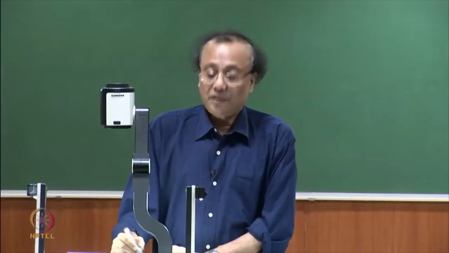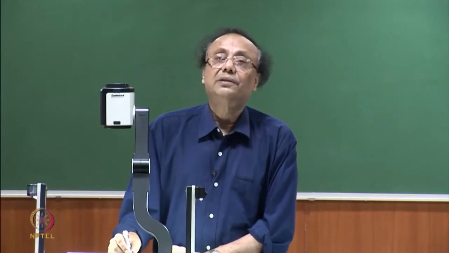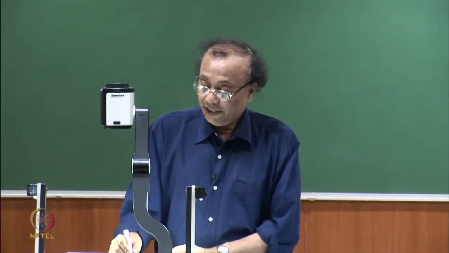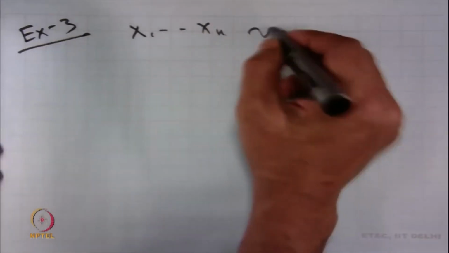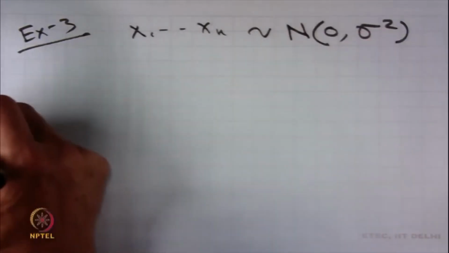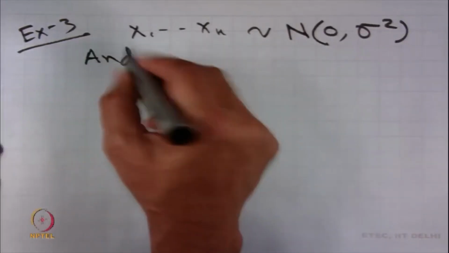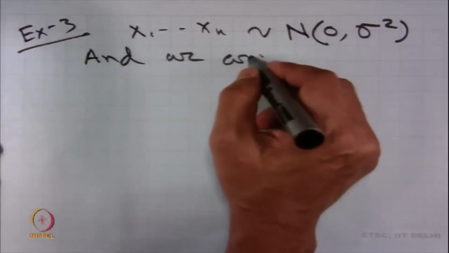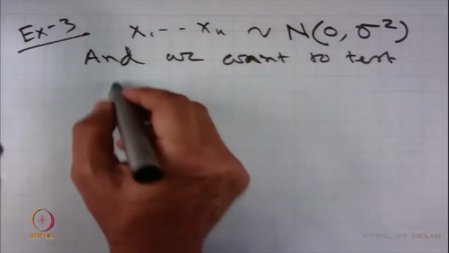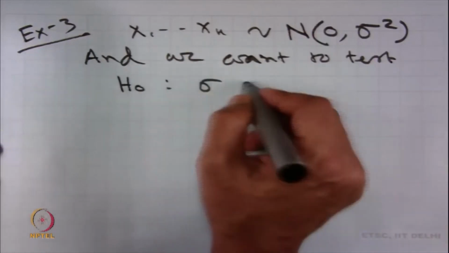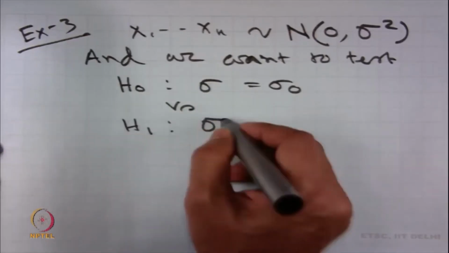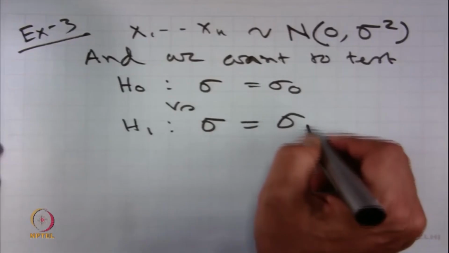Now, suppose we want to test for sigma. Suppose we have the following problem: x 1, x 2, x n are from normal with mean 0 and variance sigma square, and we want to test H naught sigma is equal to sigma naught versus H 1 sigma is equal to sigma 1.